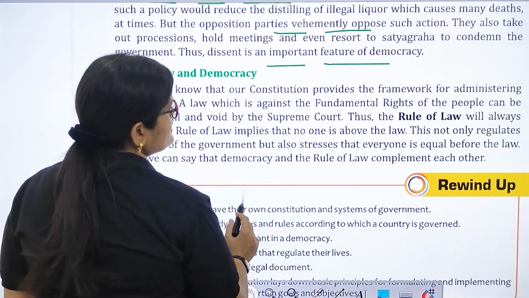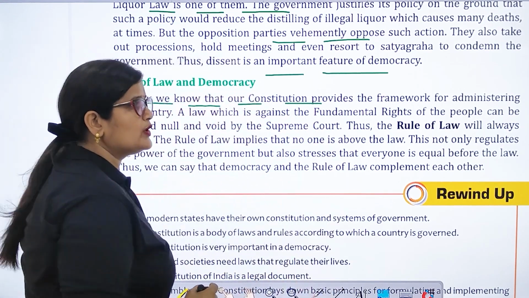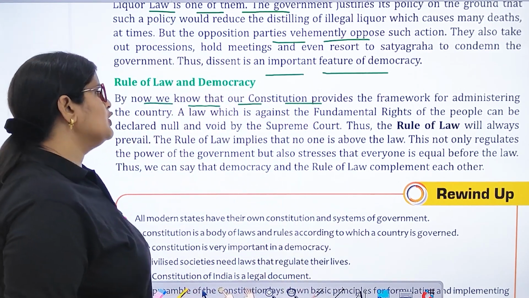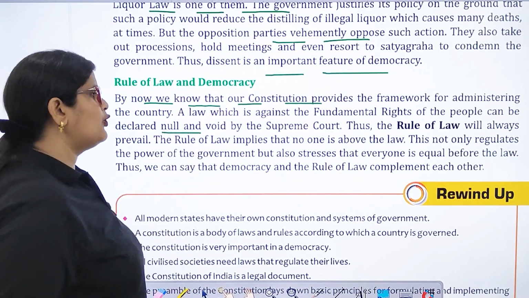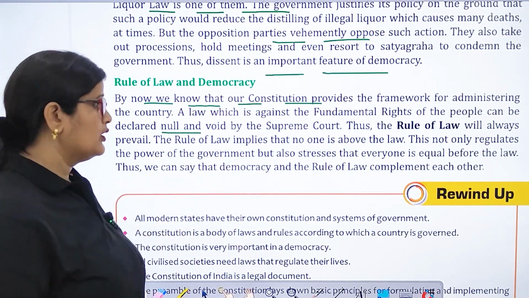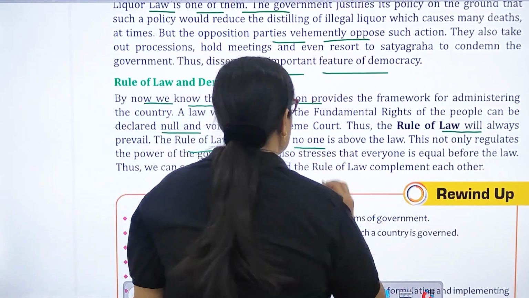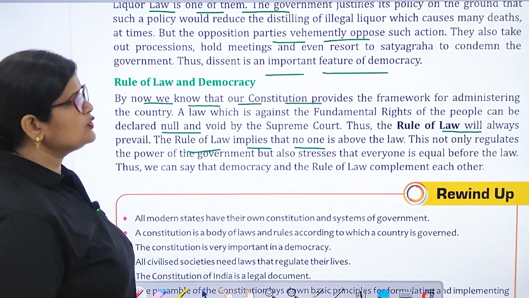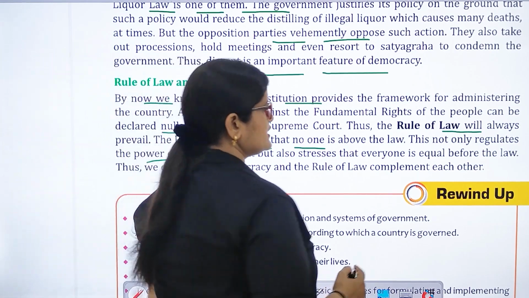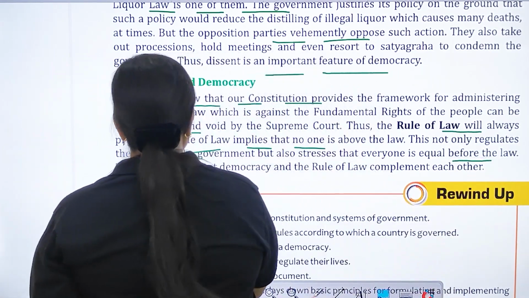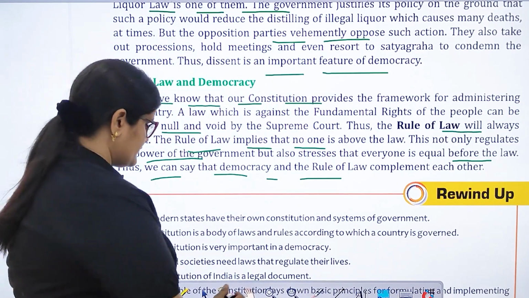Rule of law and democracy. By now, we know that our constitution provides the framework for administering the country. A law which is against the fundamental rights of the people can be declared null and void by the Supreme Court. Thus the rule of law will always prevail. The rule of law implies that no one is above the law. This not only regulates the power of the government but also stresses that everyone is equal before the law. Thus, we can say that democracy and the rule of law complement each other.